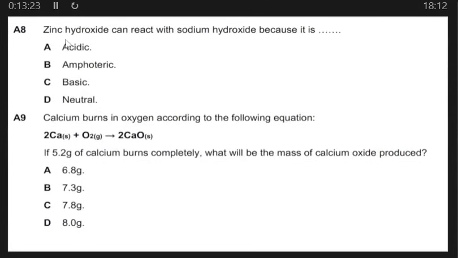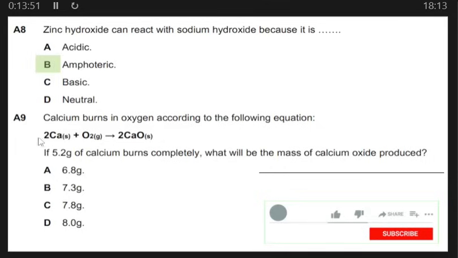Let's go to another question. Question A8 says zinc hydroxide can react with sodium hydroxide because it is acidic, amphoteric, basic, neutral. The answer is B. When you look at zinc hydroxide, it should be a base in this case. That's how we know it. But it is reacting with another base, so it is behaving as an acid. Such a compound, we call it amphoteric. Alright, so let's go to 9.